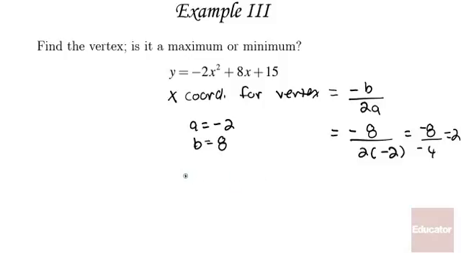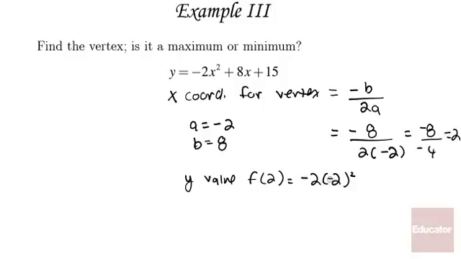To find the y value for the vertex, I'm going to need to go ahead and find f of 2. And this is going to equal negative 2 times negative 2 squared.